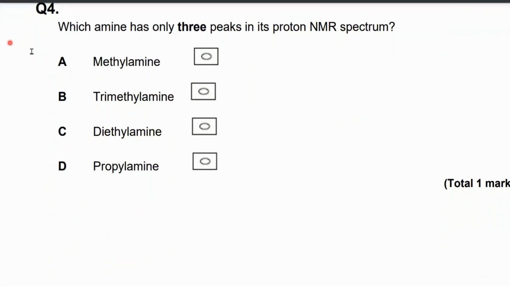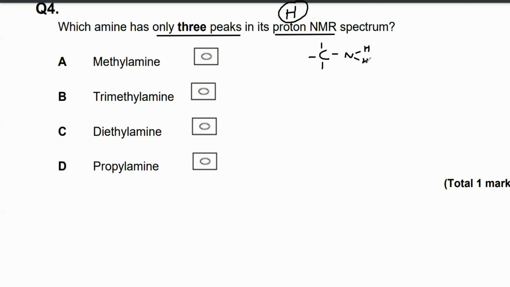Which amine has only 3 peaks in its proton NMR spectrum? Of course, proton means hydrogen NMR, H1 NMR spectrum. So what we're going to need to do is draw each of these out, count up how many different hydrogen environments there are, and see which one has 3 peaks. Of course, you could pause the video and have a go.